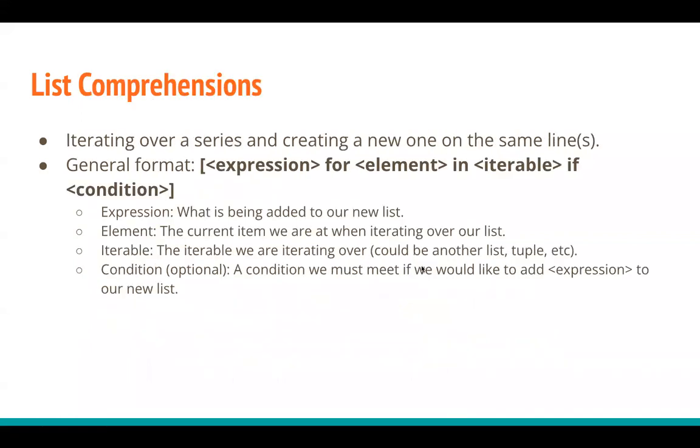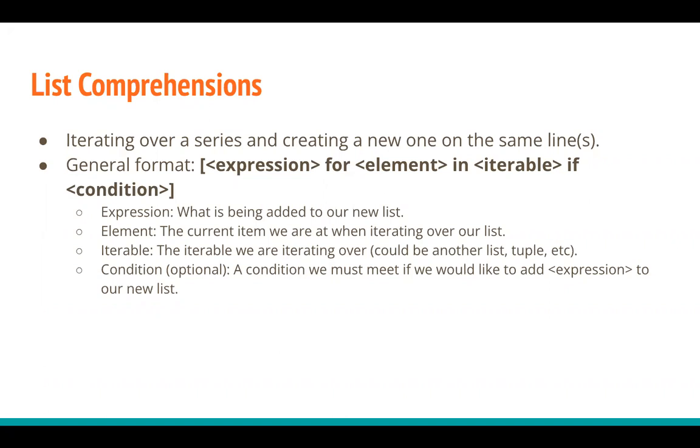Okay, list comprehensions. So sometimes we want to create a new list based on some iterable in a single line. And to do this, we can use a list comprehension. So the format of a list comprehension is, you have your set of brackets, just like a regular list. And then you have this format, expression for element in iterable. And then there's an optional if condition. So the expression is just every element that's being added to our new list. And the element is the name we give for every current item that we're iterating over in the iterable.